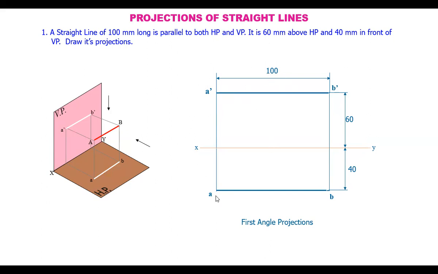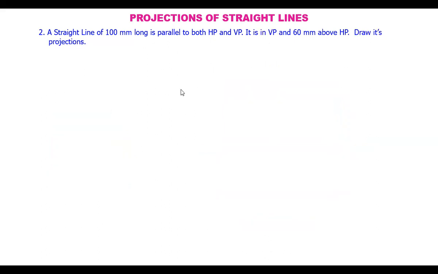So once you represent all these data, the problem is over. Now, let's take up another problem. A straight line of 100 mm long, that is, its true length is given, is parallel to both HP and VP, parallel to both the planes. It is in VP, it is in the vertical plane itself. Entire line is in the vertical plane like this.